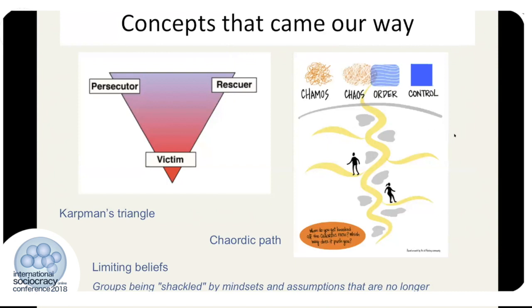And also one of the action research brought in the chaordic path, which is Christopher Corrigan, I think. And it's quite an interesting theory that shows how between chaos and order, a group needs the space of freedom to have new collective learning and real-time innovation. And also we discovered a lot about the limiting beliefs that were oftentimes preventing groups from moving forward with what they wanted.